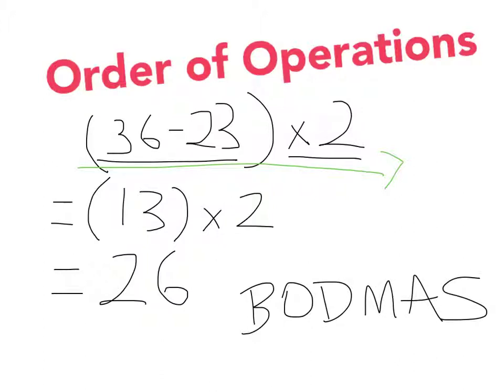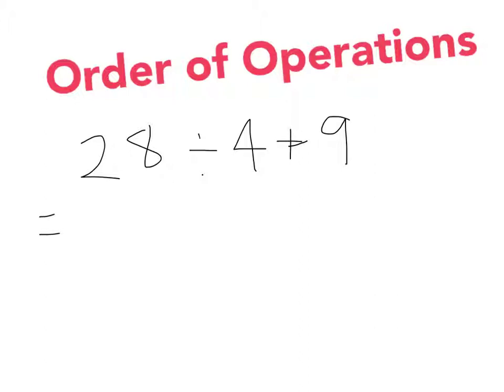Okay, let's have a look at another example. I'm going to get one that's a little bit more tricky. Okay, what else can we do here? Let's try 28 divided by 4 plus 9. Okay, let's go BODMAS. Brackets, got any? No. Orders, got any? No. Division, I do have some division. So I have 28 divided by 4. I've got my division sign here.